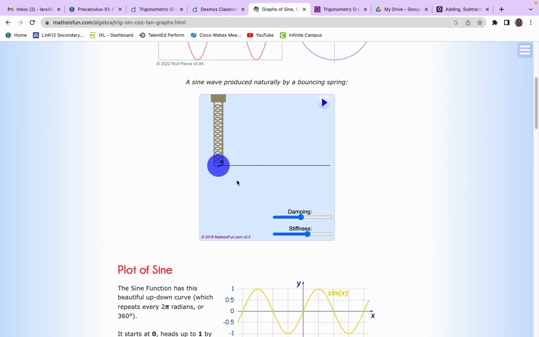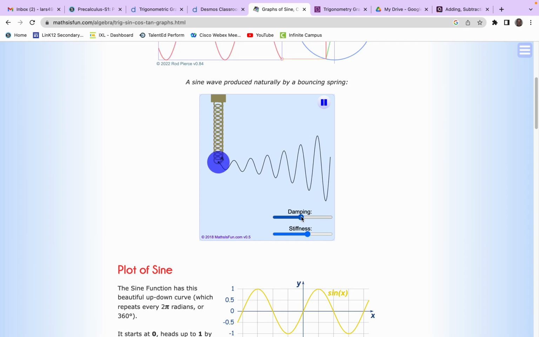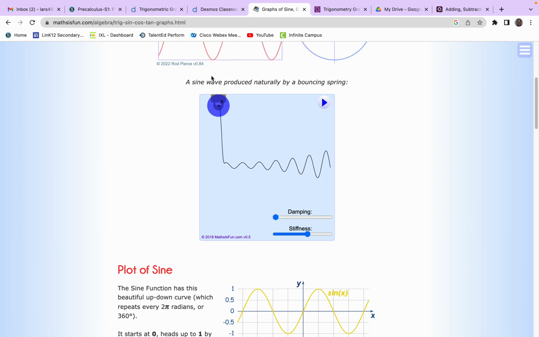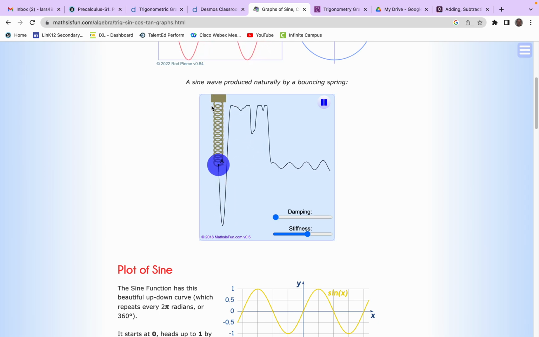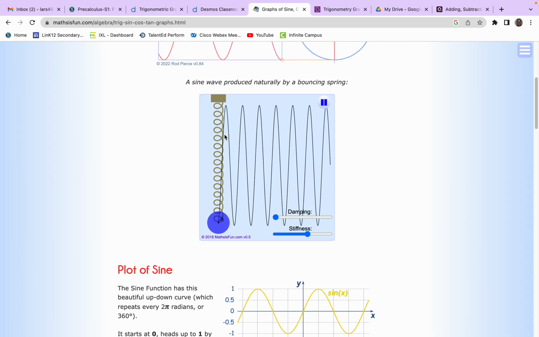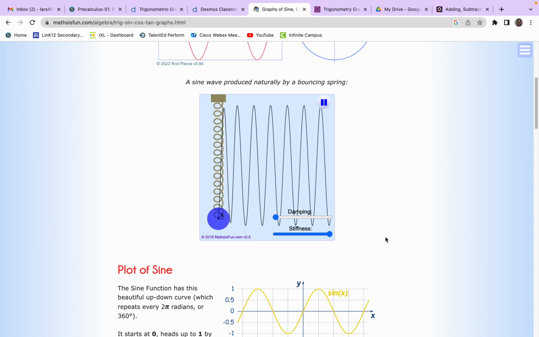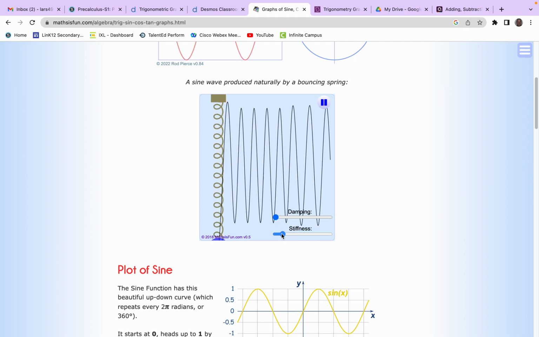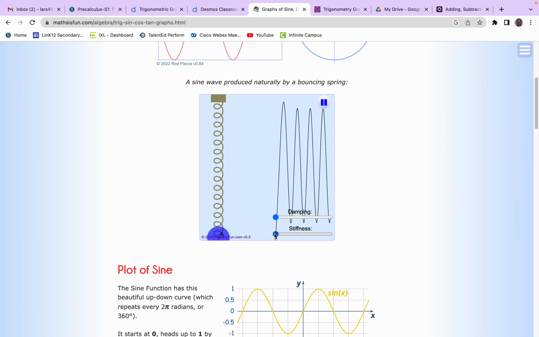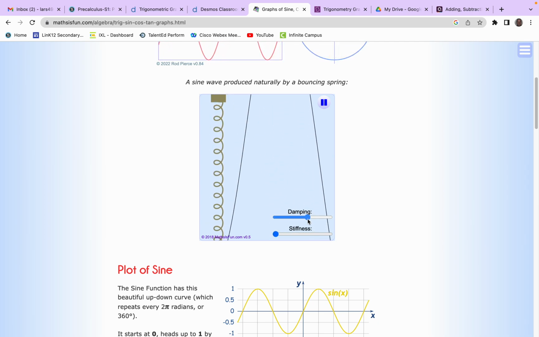Here's another example. Let's bring this up. Drop it. You can see how my amplitude starts getting smaller. That's because my dampening is really small. If I drop it again, this continues to bounce. This would be an example of a sine wave in real life. Less stiff, it's going to take longer. Maybe we increase the dampening.